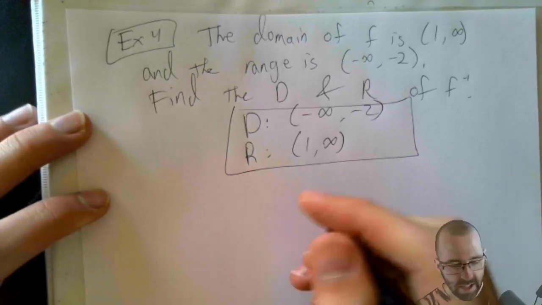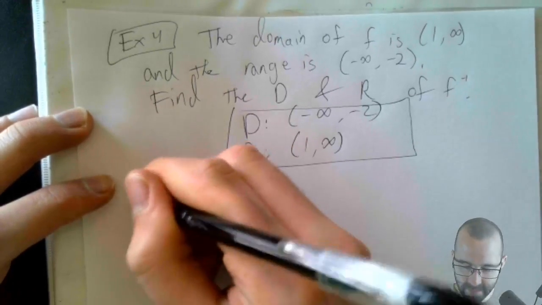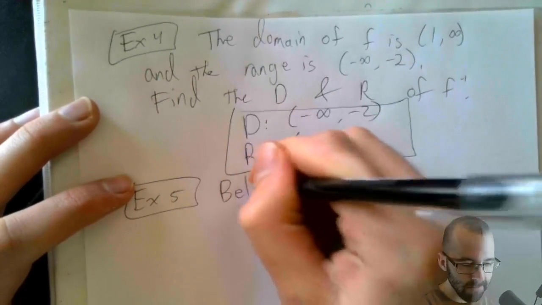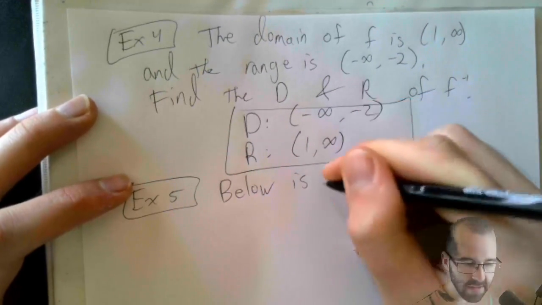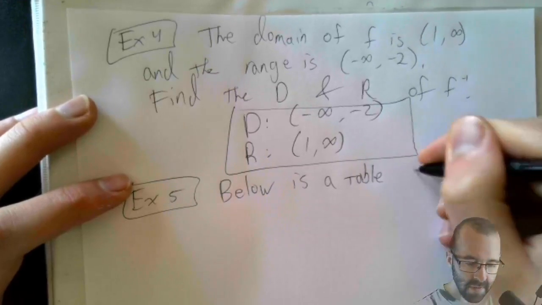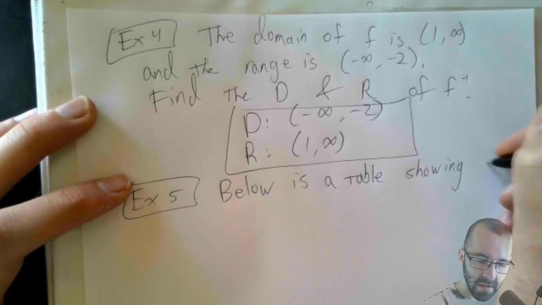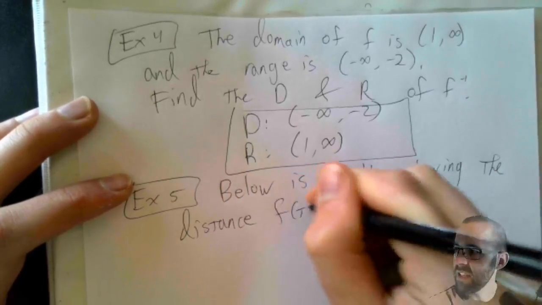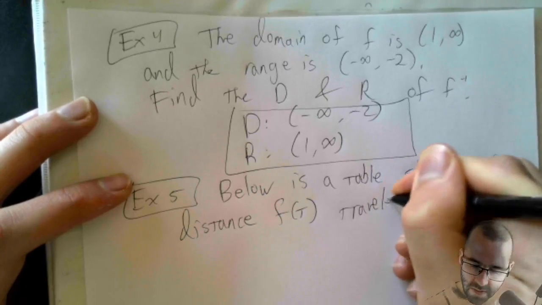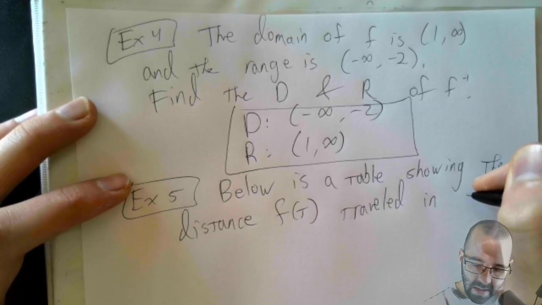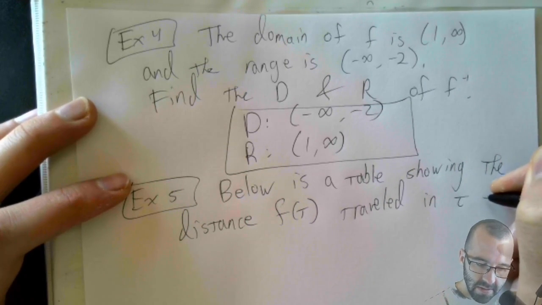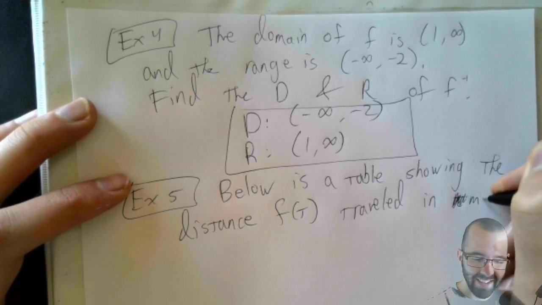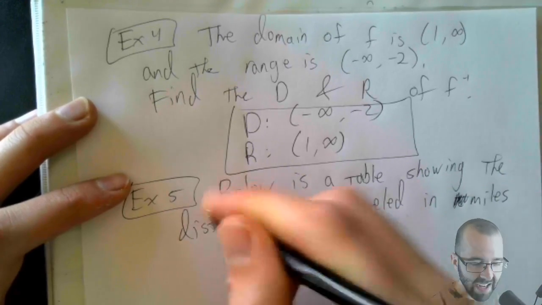So here we go. Let's move on to example 5. Below is a table showing the distance f of t traveled in miles after t minutes.